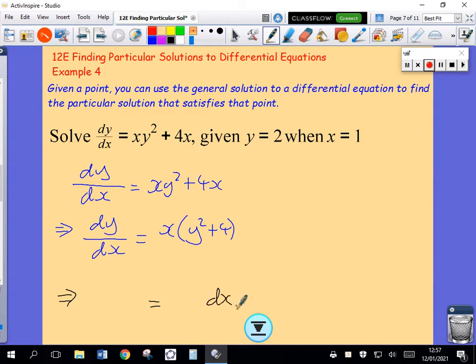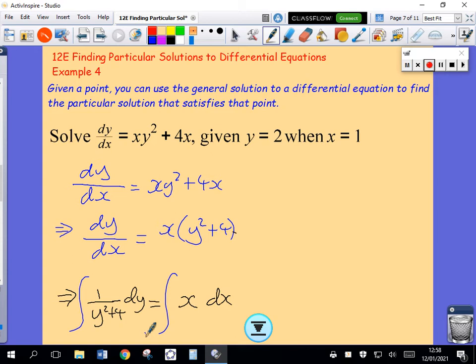I'll have my x dx, which is what I want, and I'm going to divide on both sides by y squared plus 4, so that's going to cancel that out from there and leave me with a 1 over y squared plus 4 dy on the left hand side. Okay, so there's our first step, to separate. We've got the y terms on the left with the y differential, and the x terms on the right with the x differential, and now I'm just going to integrate.